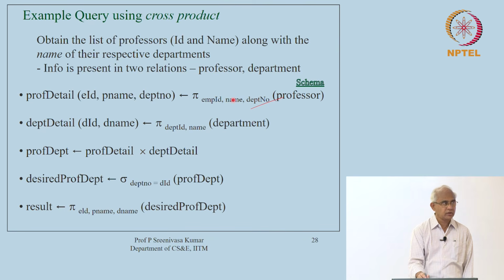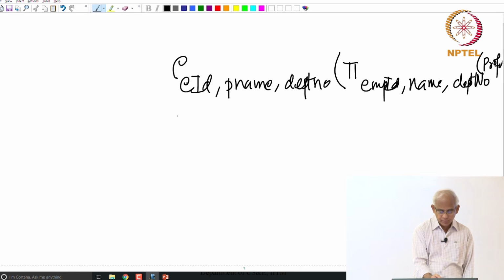That expression that I wrote there with this rho operator stands for this particular relation, prof detail. So, we did not name it as prof detail. Instead, what we did is simply produce it as an expression. Now, this is a rename operator. What it does is take a relation, rename the attributes like this, and then give a new relation.